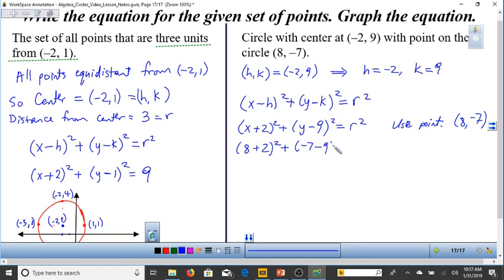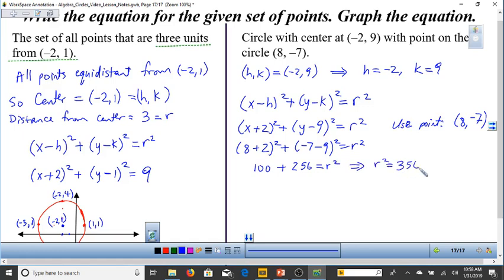8 plus 2 is 10. So we're talking about 100. And negative 7 minus 9 is negative 16. And the square of negative 16, I believe, is 256. And then we add that to 100. And that means r squared is 356.